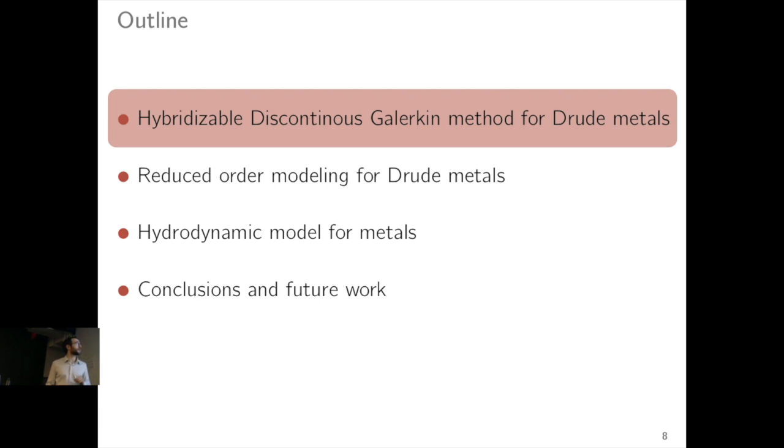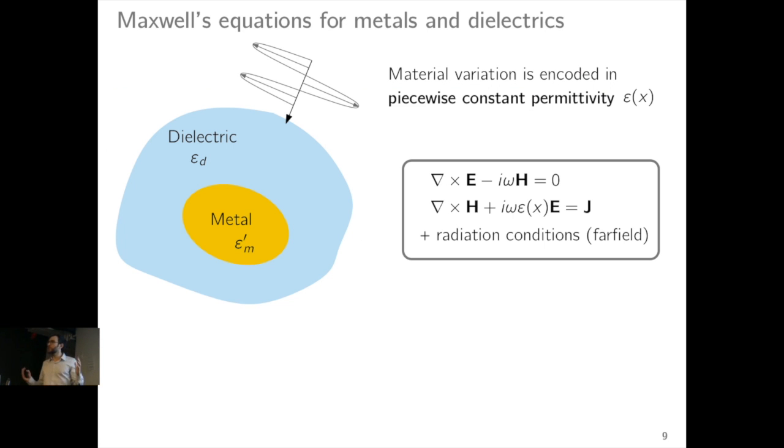Okay, let me jump right into the HDG method. This is the most common scenario that we're going to be simulating, where we have a metal described by its permittivity epsilon sub m prime, embedded in a dielectric with permittivity epsilon sub d, illuminated with a plane wave. And what we do is we encode this variation in permittivity in this piecewise constant permittivity epsilon as a function of space, and we solve Maxwell's equations together with some radiation conditions on this entire computational domain.